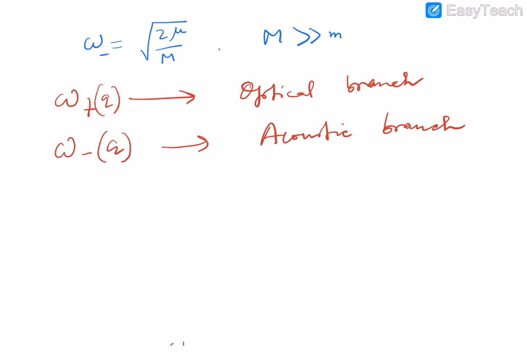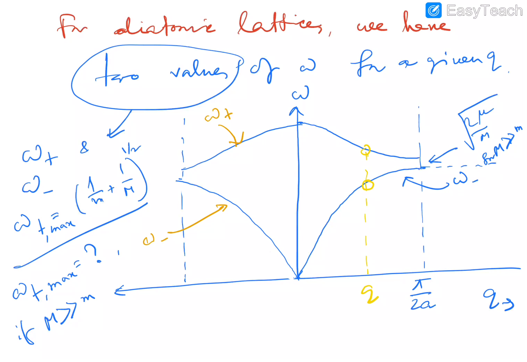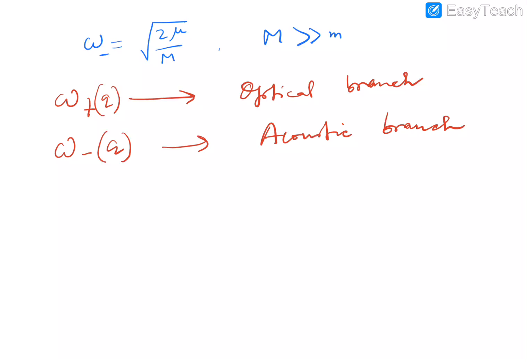Okay, and there is an energy gap between the two frequencies at any given q value. This is forbidden. That means within that frequency range, no mode can be excited in the system, in the diatomic lattice. So now let us try to see what this means.